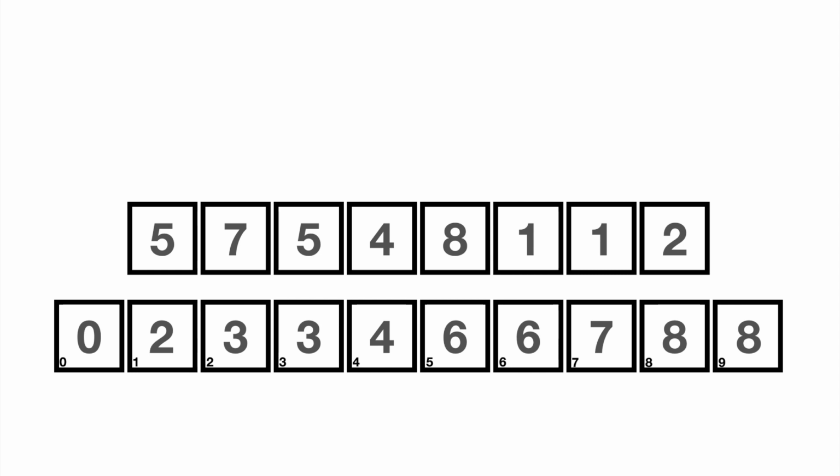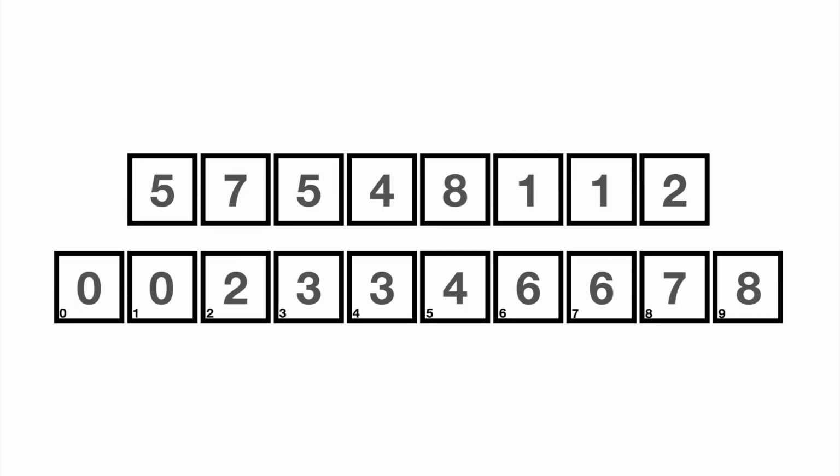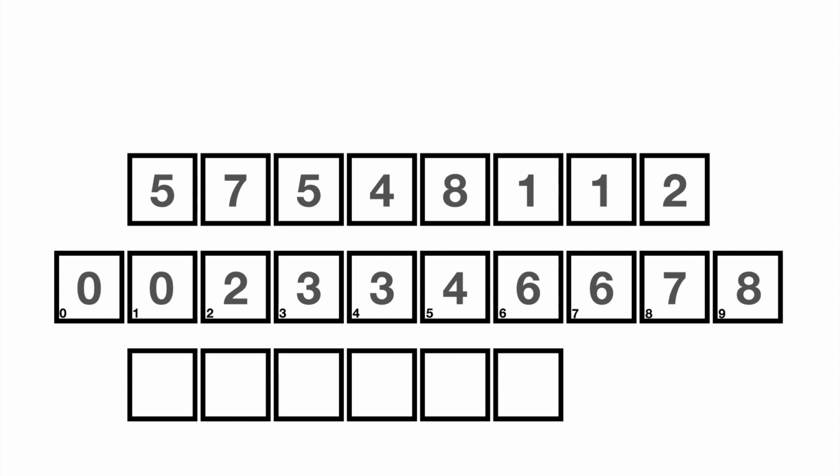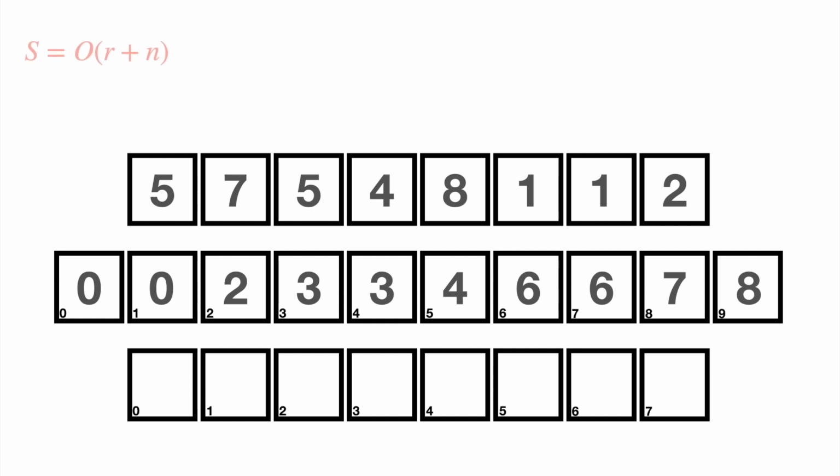To correct for this, we must shift all the values 1 to the right. Now the result array can be created, which will store the sorted values. It should be the same size as the original array, of course. We have just added n units of storage, so our space complexity is now O(R + n). Now let's go through the array element by element.